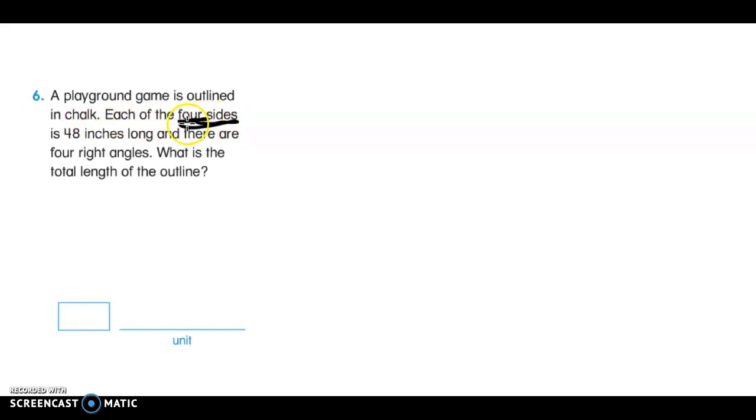So I know it's not going to be a triangle, it's not going to be a pentagon, it will be a quadrilateral. Each of the four sides is 48 inches long, and there are 4 right angles. What is the total length of the outline? So if I draw this line, and that side is how long? 48 inches.